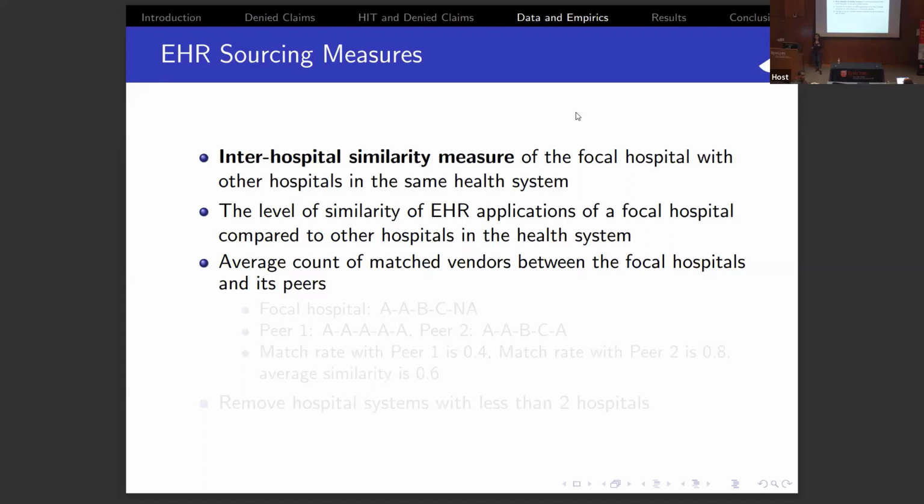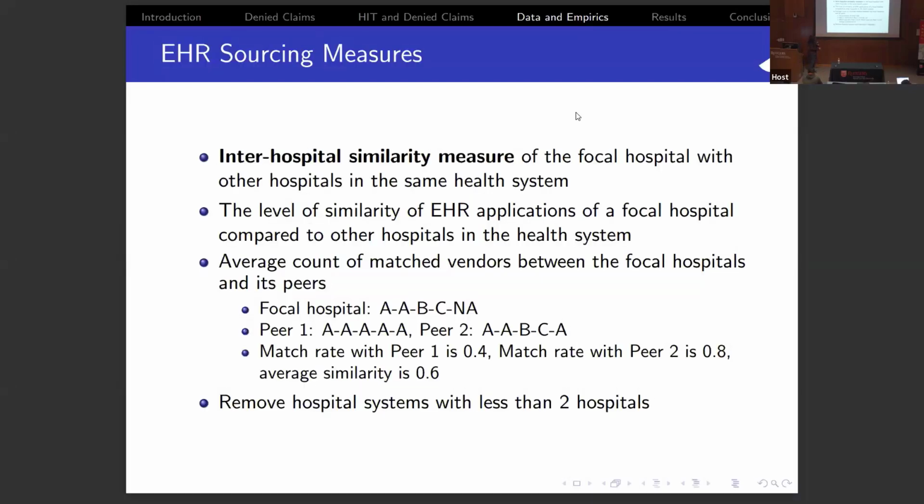We also look across hospitals. For the inter-hospital similarity measure, we compare the focal hospital to its peers. In this case, peers are defined as the other hospitals in the same healthcare system. These are from the same franchise, and they tend to share a lot of patients and coordinate care together. If we have the example of the same focal hospital and another hospital in the system, that's the sequence for one of them, and that's the sequence for another one. We look at the overlap of the focal hospital with each one of them.